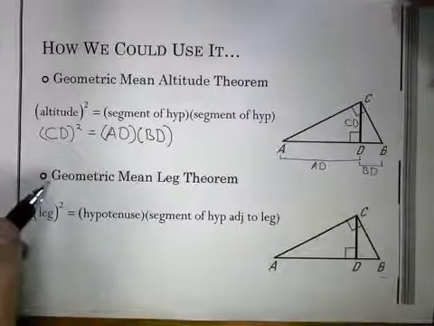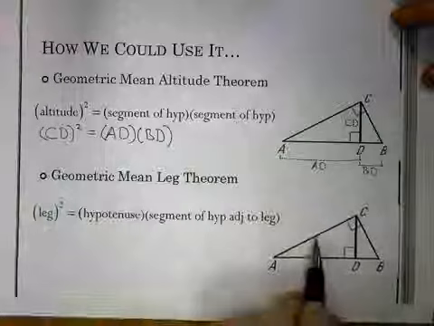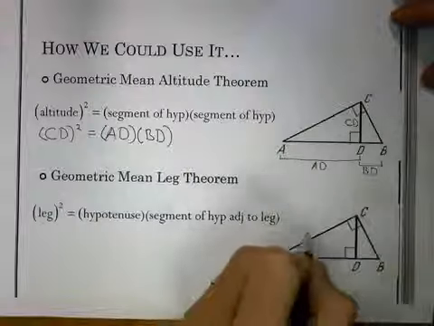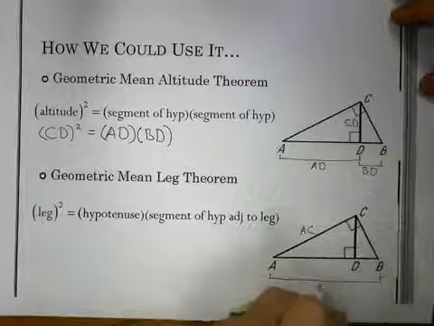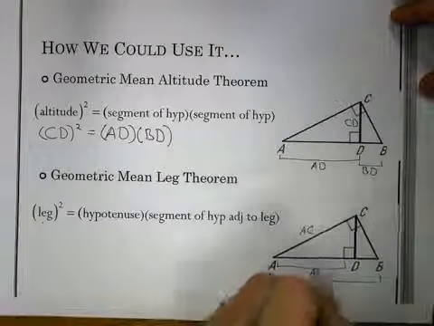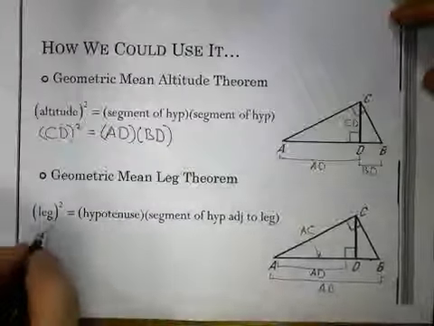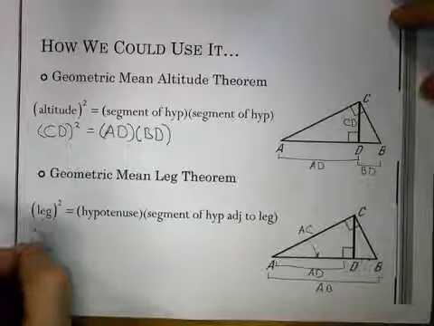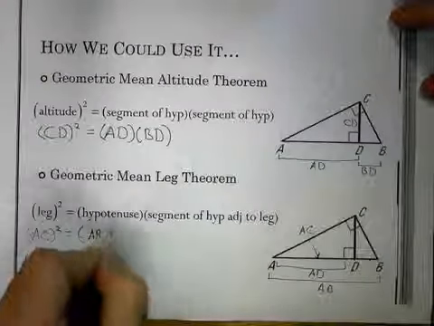If we look down at the geometric mean leg theorem, we're saying a leg squared. Realize we have two legs here. We have AC and BC. Let's use AC. I need a hypotenuse and a segment of the hypotenuse next to the leg, which would be AD, not BD. So my leg squared is AC squared equals AB times AD.